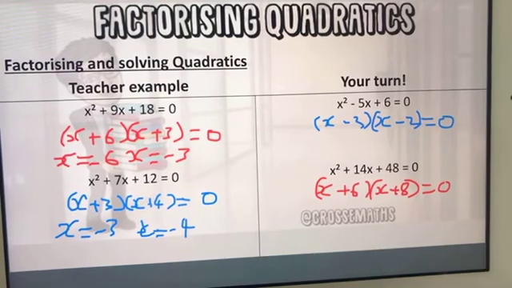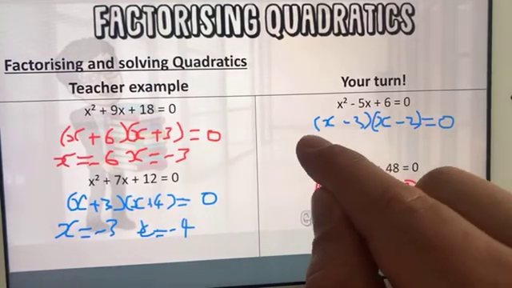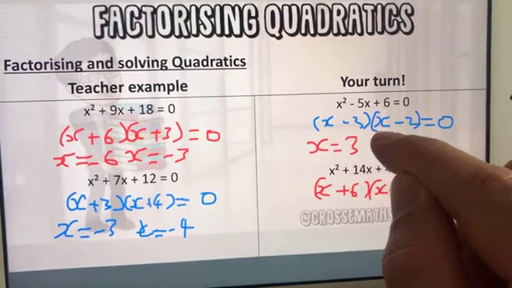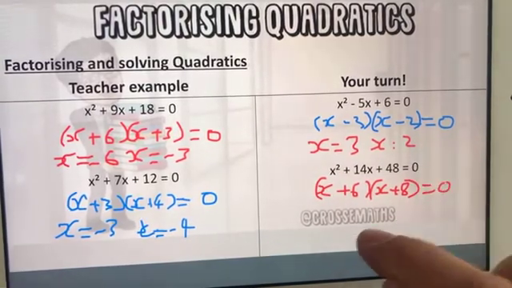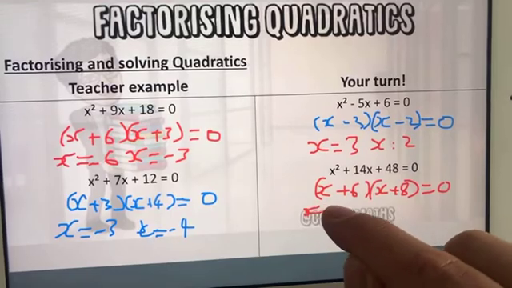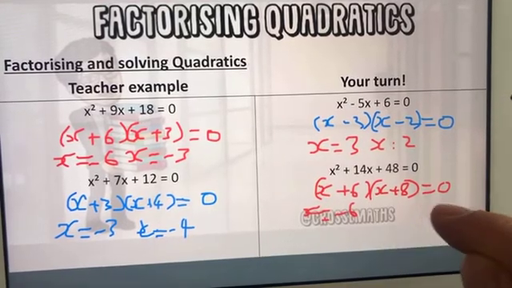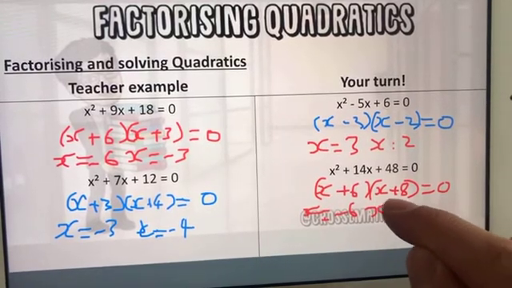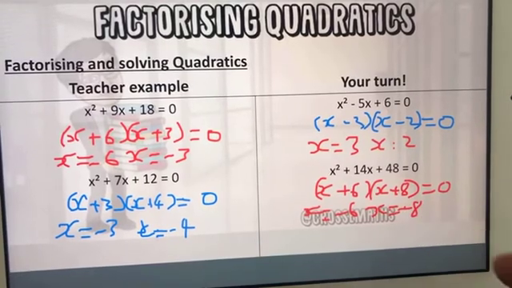If you finished, your answer for the first one will either be x equals positive 3 to cancel out that bracket, or x equals positive 2. Your answer for the second one would be x equals negative 6, or x equals negative 8. Now we're going to do a GCSE question on this, so stay tuned in.